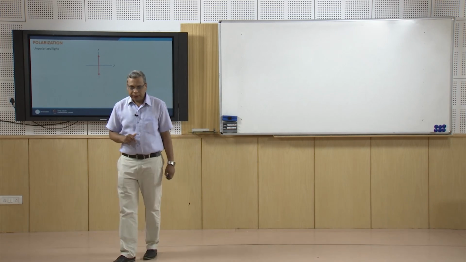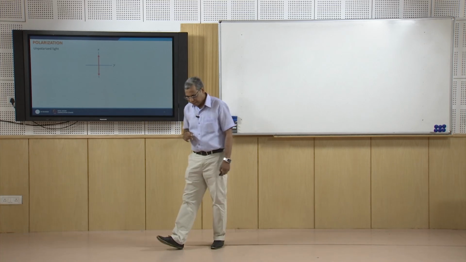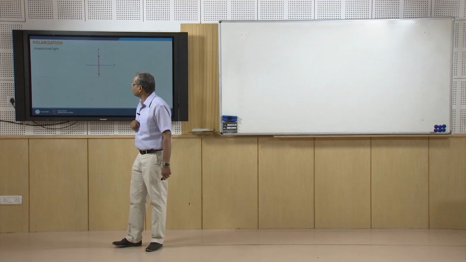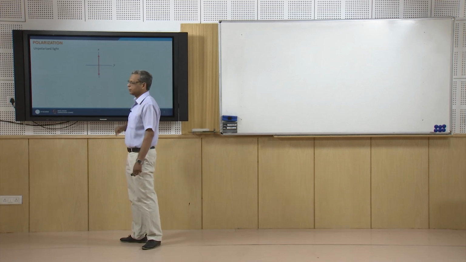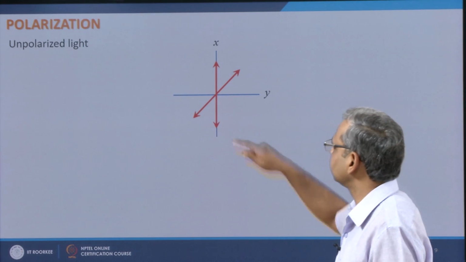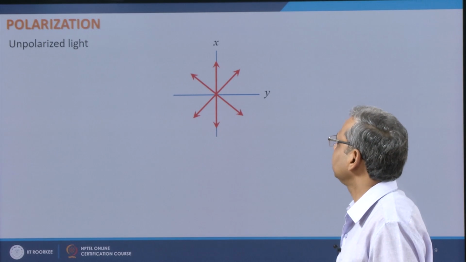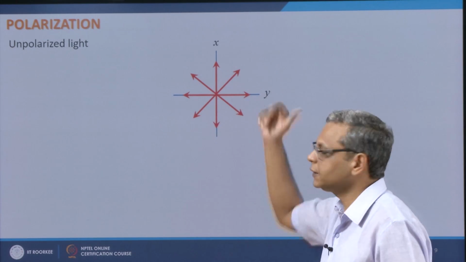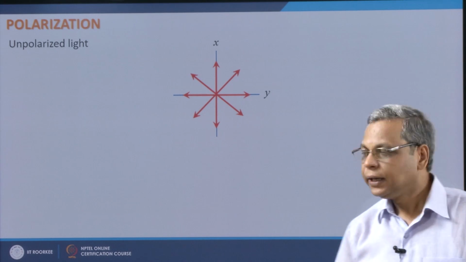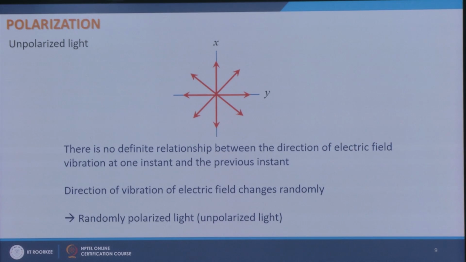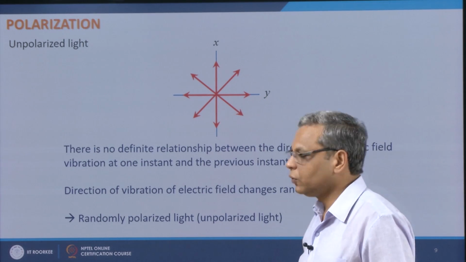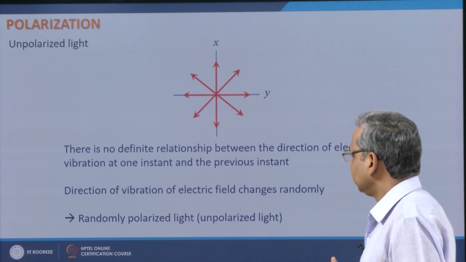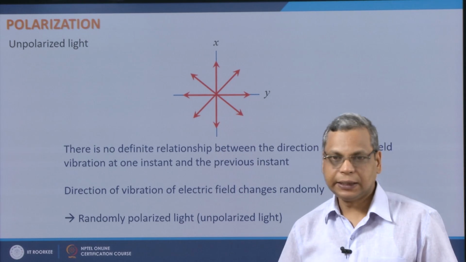Then we often hear the term unpolarized light. What is unpolarized light? Well, if at one instant I look at the direction of the electric field vector, it is x, and the next instant it becomes like this, and another instant it becomes like this, and then like this, then I do not have any correlation between the direction of electric fields at different instances. They change their direction randomly. Such kind of light is known as randomly polarized light or unpolarized light. People call it unpolarized light, but I prefer to use randomly polarized light.